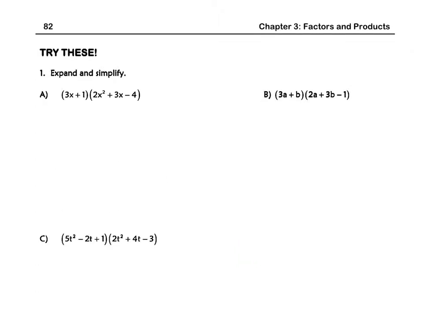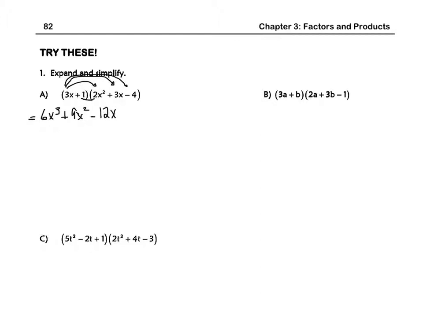Okay, the next page are just basically practices of this procedure. So the first one would be 3x times 2x, 6x cubed. 3x times 3x is 9x squared. And then the 3x times the negative 4 would be minus 12x. And then of course you move to the 1.